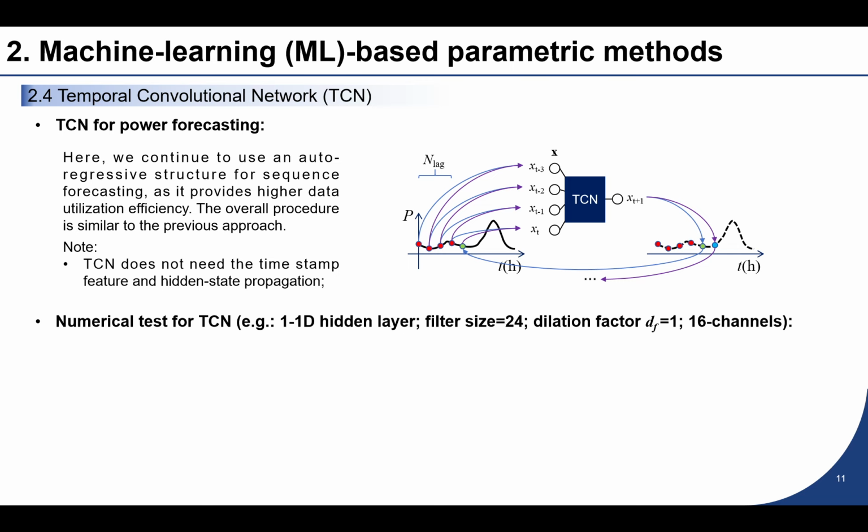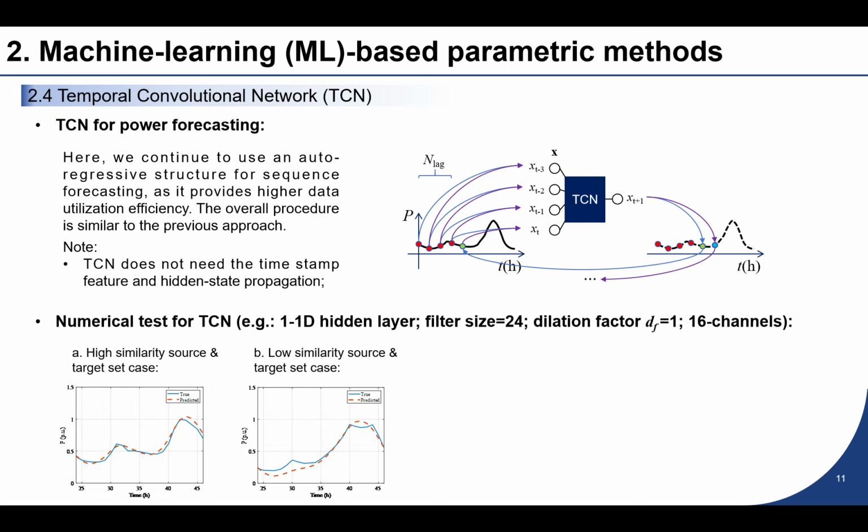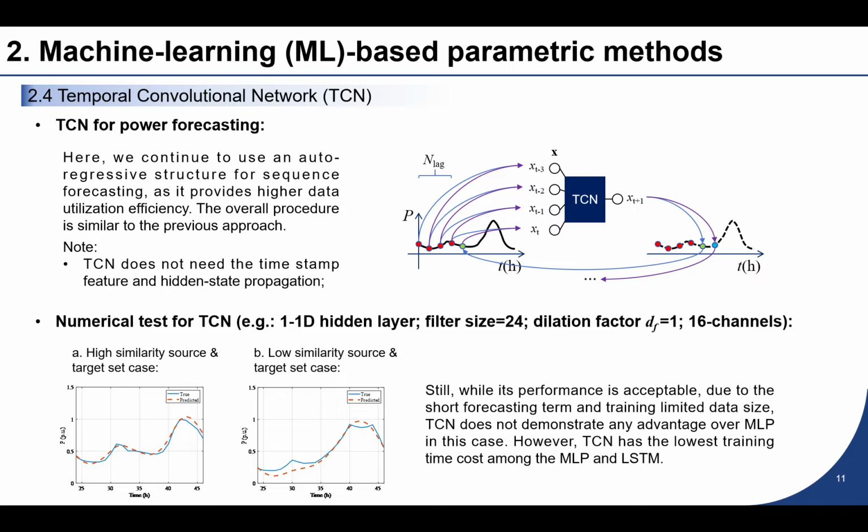Here are the results for TCN in a day-ahead power forecasting task. The results show that while TCN achieves acceptable prediction accuracy, its performance advantage over MLP is limited due to the short forecasting horizon and the small training dataset. However, TCN exhibits the lowest training time among the previous methods, indicating the best computational efficiency in this case.